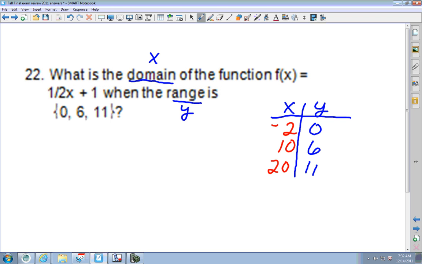Now once you have filled out the table this way, you're going to come over and you're going to have range equals, and you're going to put that in set notation. Normally it goes in numeric order from smallest to largest, -2, 10, and 20. But the points can actually be in any order. As long as they are all there, then that is correct.